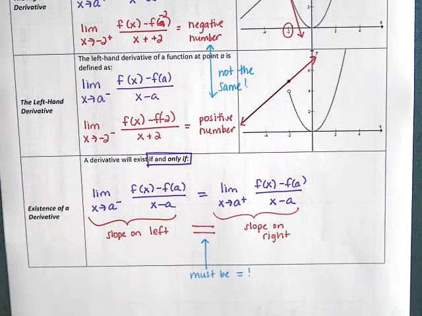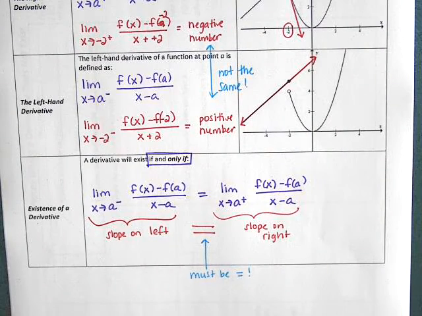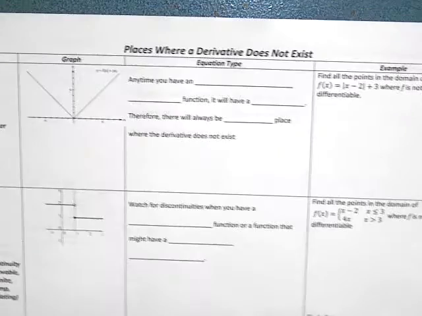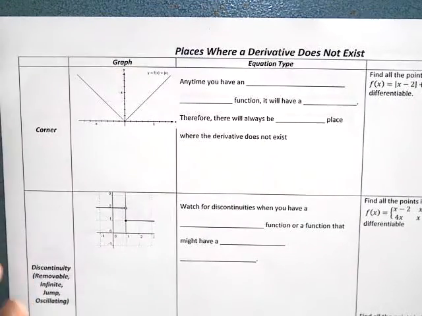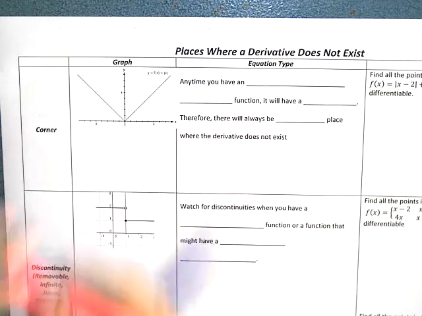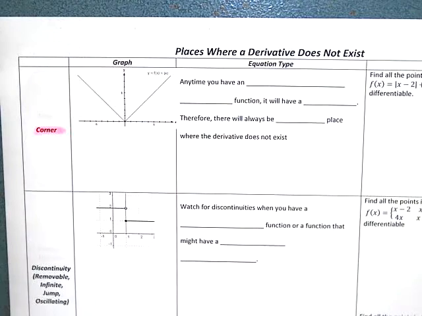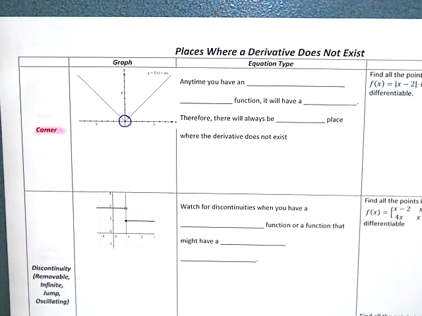Because of that, there are some very specific cases and instances that we can check for to determine whether a derivative will or will not exist. So in the next couple pages of notes, we're going to look at some of these cases. The first situation I want you to watch for when a derivative will not exist is what's called a sharp corner. On a graph, you're going to look for a point like this one, where there's a sharp corner in the graph.